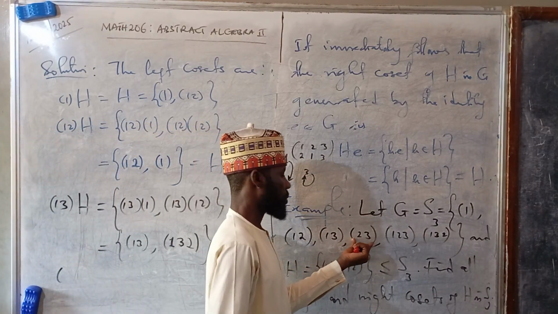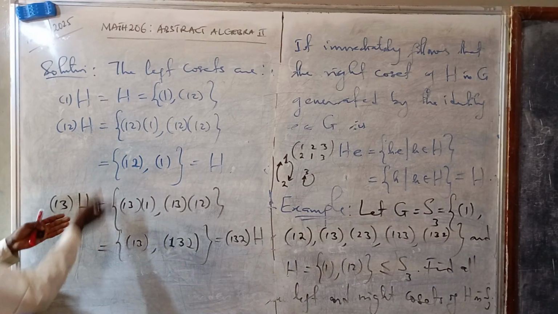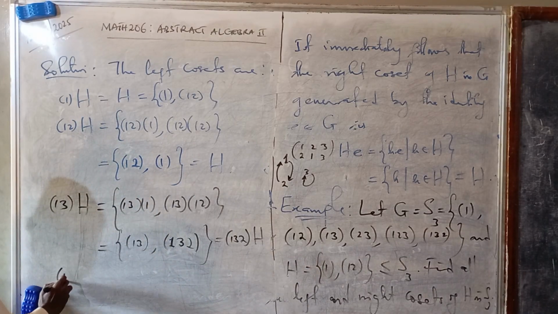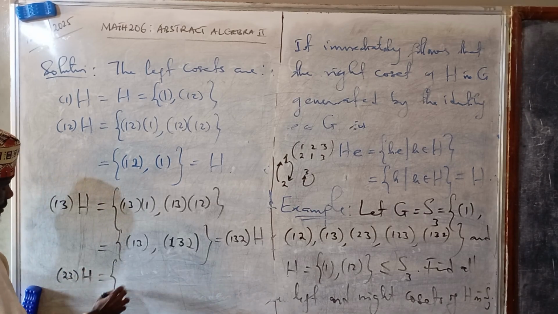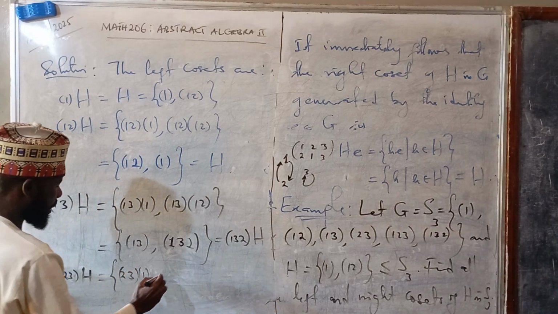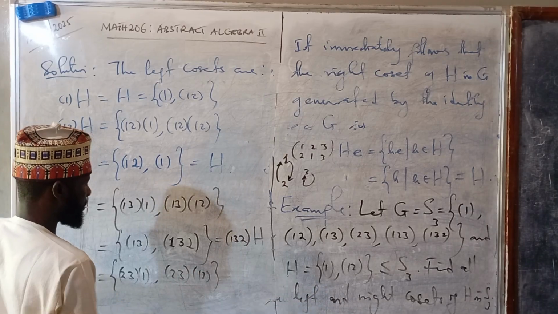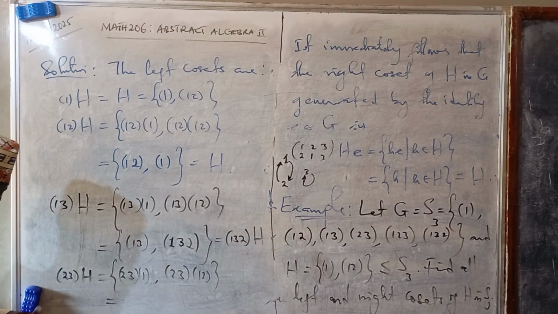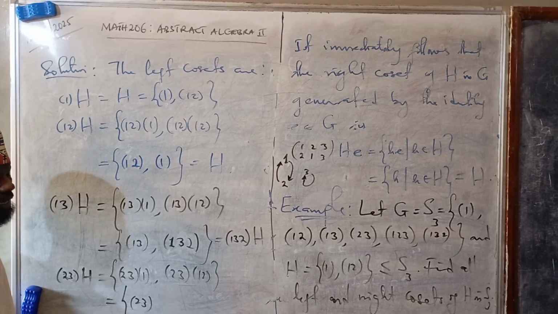Like for example, if I take 2, 3, because it's nowhere found in the already generated coset. So we have 2, 3, H. 2, 3, H would be what? 2, 3 times 1, okay? And then we have 2, 3 times 1, 2. And that would be what? Well, over here, I just write 2, 3 because I'm multiplying with identity.